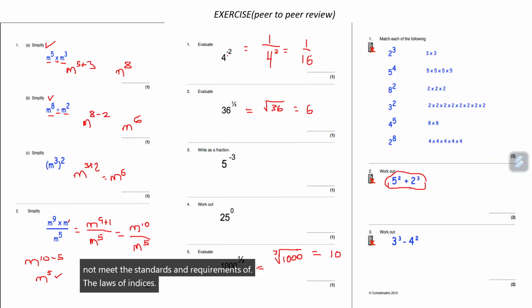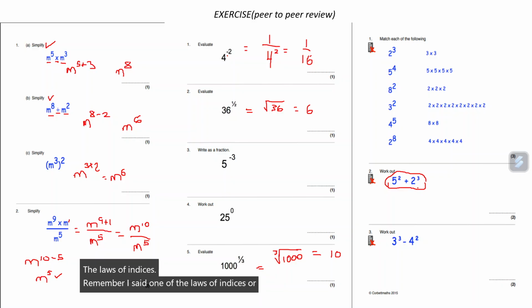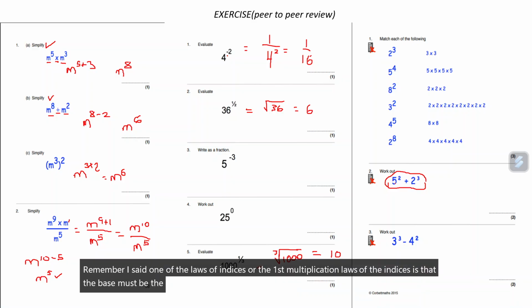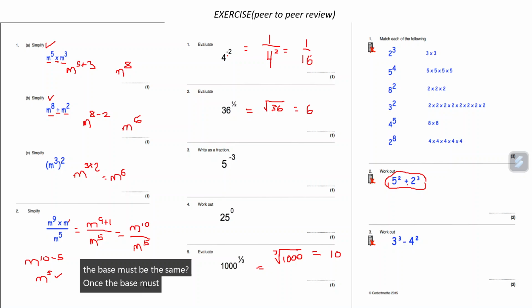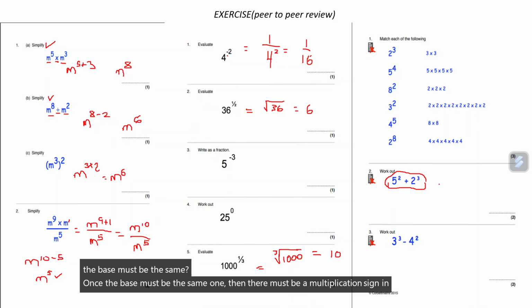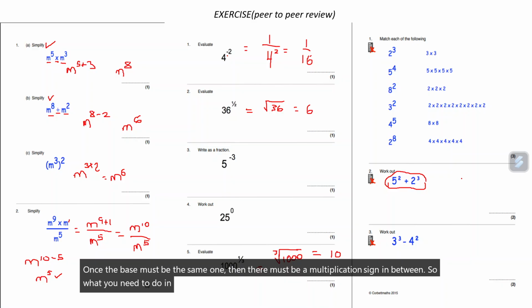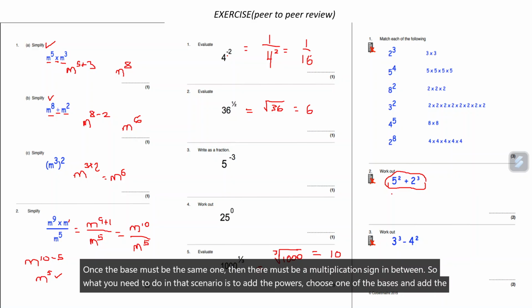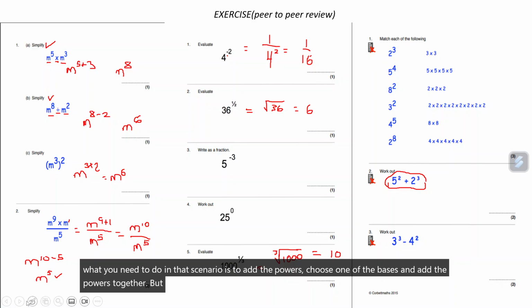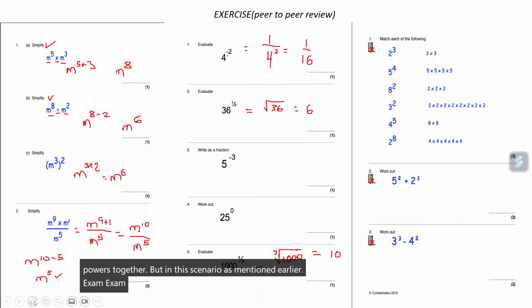Remember, I said one of the laws of indices, or the first multiplication law of the indices, is that the base must be the same, and there must be a multiplication sign in between. So what you need to do in that scenario is to add the powers. Choose one of the bases and add the powers together. But in this scenario, as mentioned earlier, examination awarding bodies are very good at confusing learners.